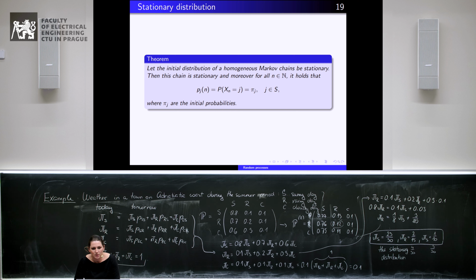The theorem says that the homogeneous Markov chain is stationary if the initial distribution, so it means the probability that the first day of the season is sunny, rainy, or cloudy, is given by these probabilities. Then the Markov chain is stationary, and it holds that the probability that at an arbitrary time it is in the state J is equal to pi J.